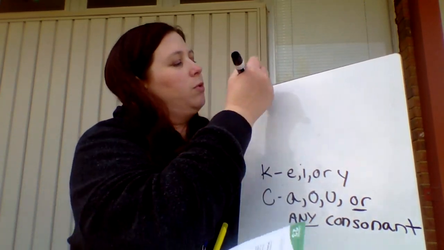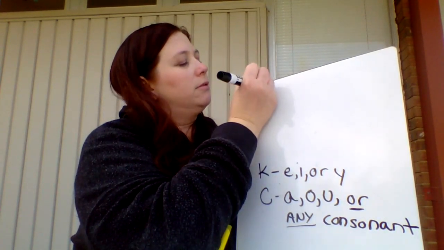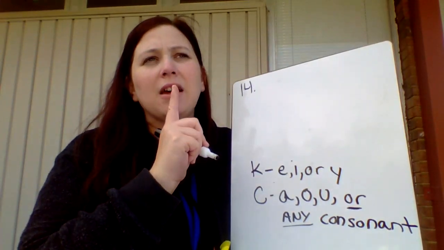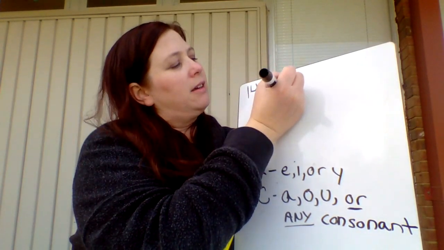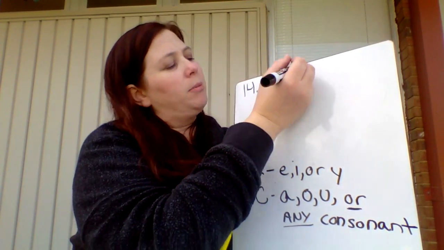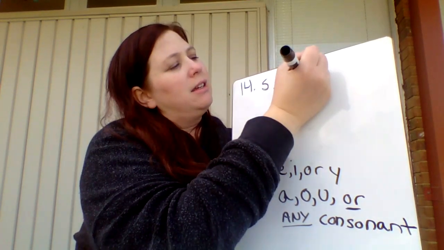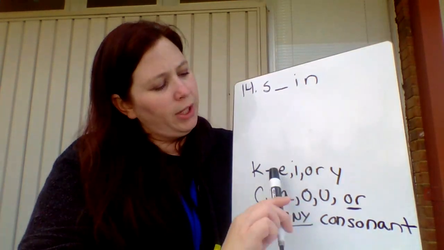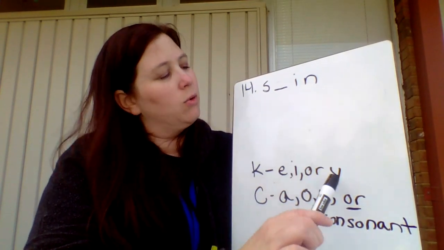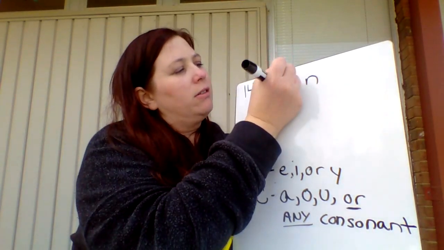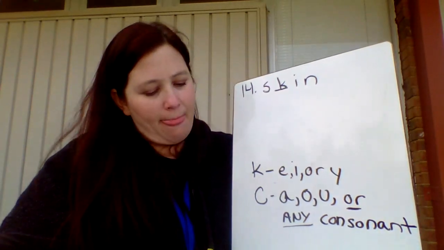Number 14, we're going to spell skin. So again, S-K-I-N. We're not sure about that K. We can leave a blank. I-N. We can come down to our rules. A K for E, I, or Y. Well, we have I there, so we're going to put a K.